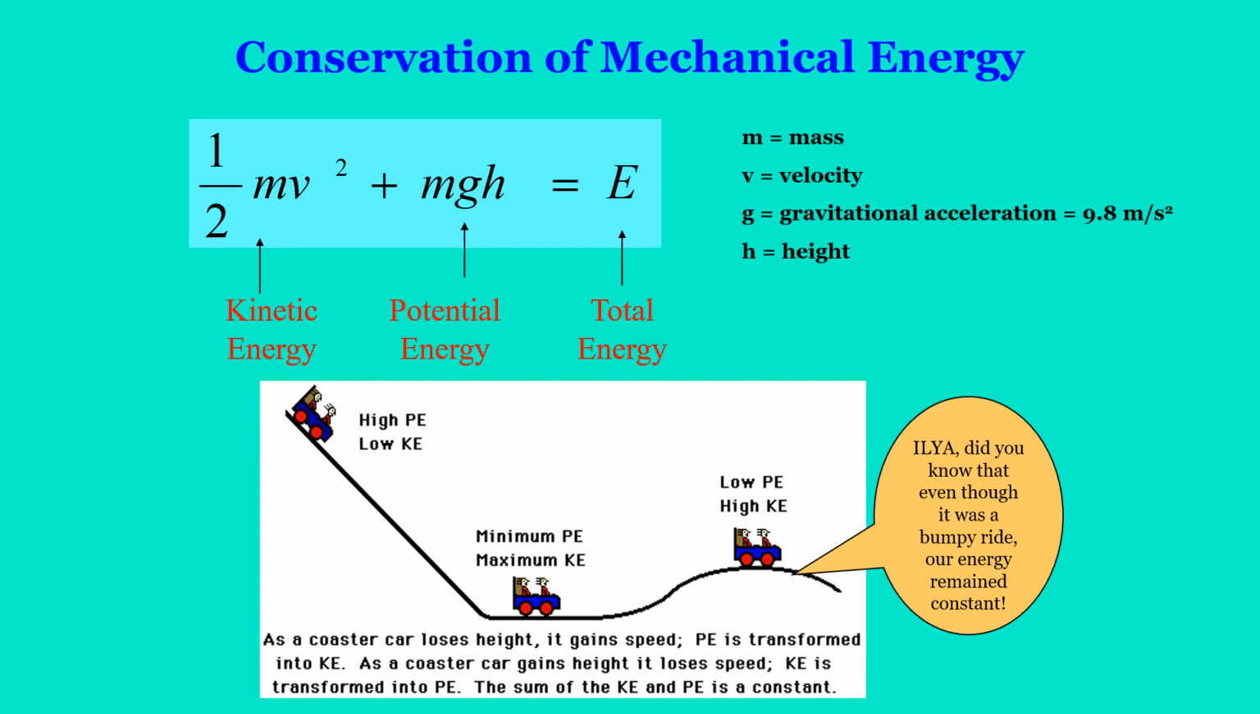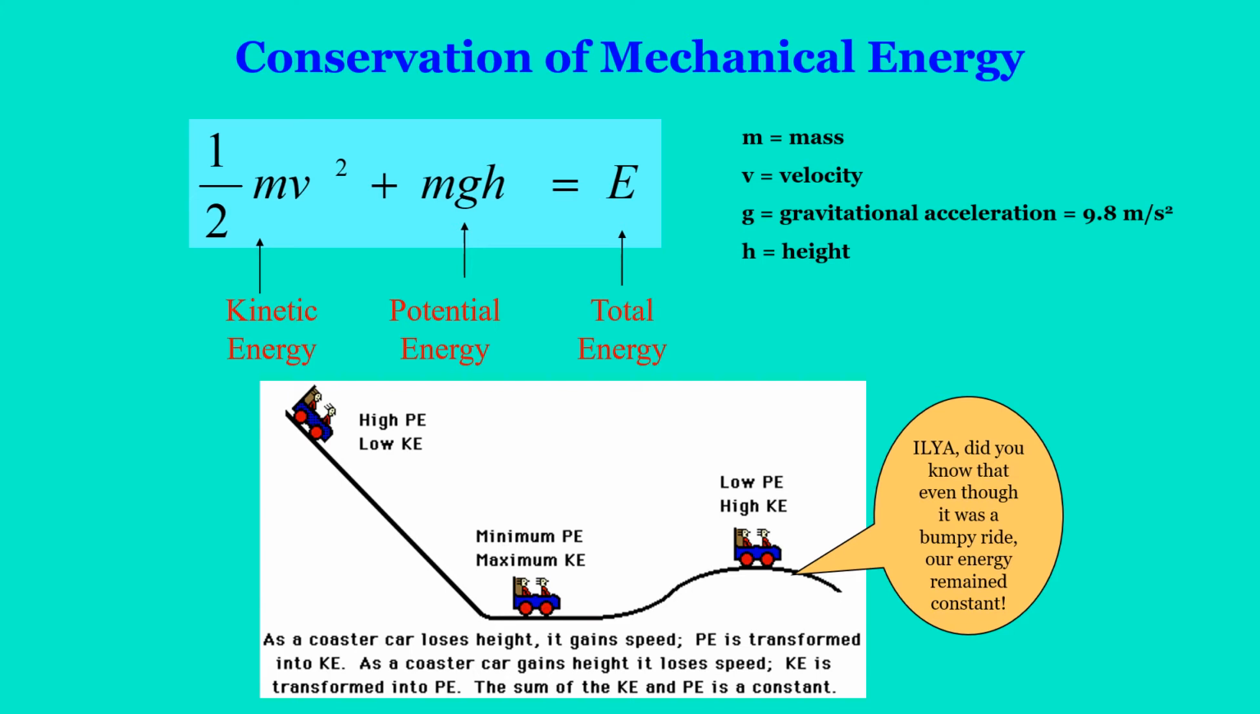So, in conservation of mechanical energy, the kinetic energy plus the potential energy equals total energy, or 1/2 mv² + mgh = E, where m is the mass, v is the velocity, g is the gravitational acceleration, which is 9.8 meters per second squared, and h is the height.